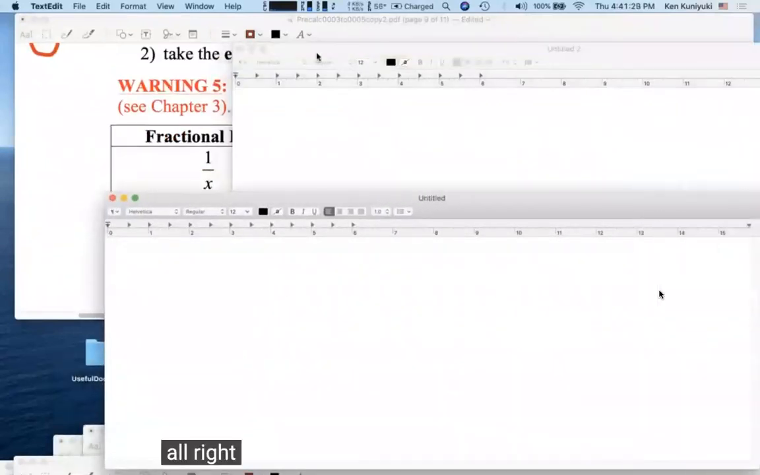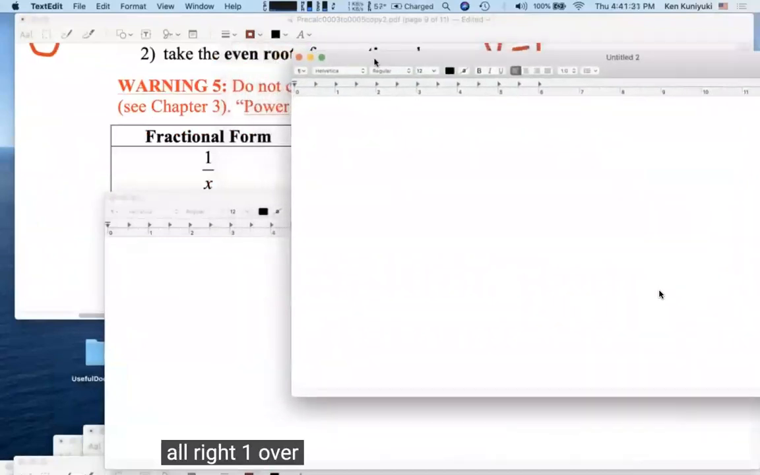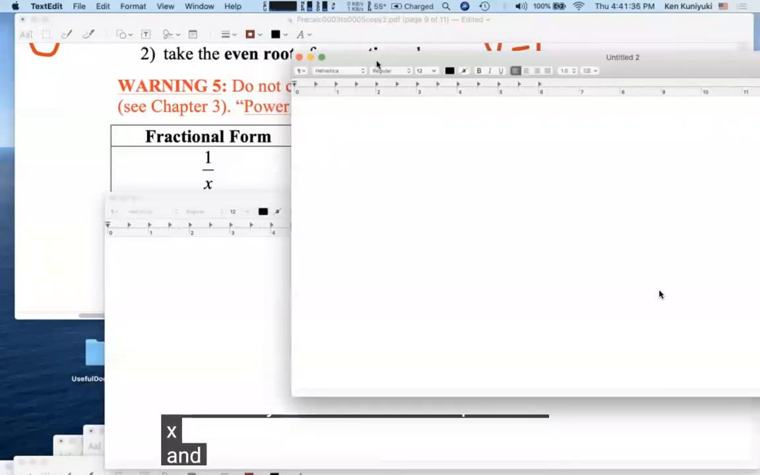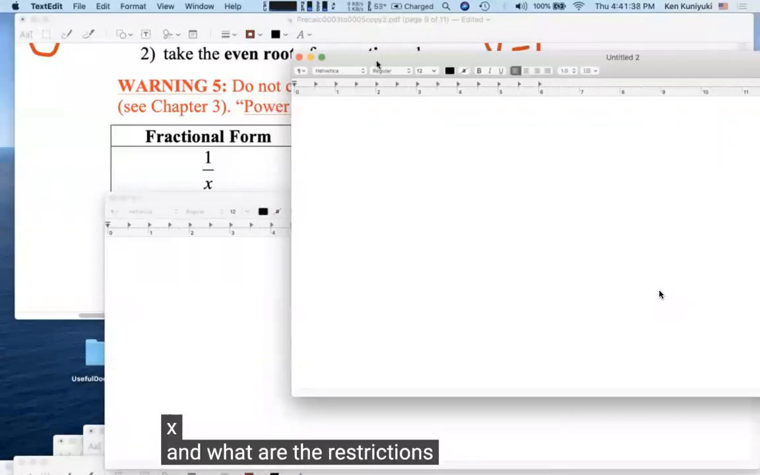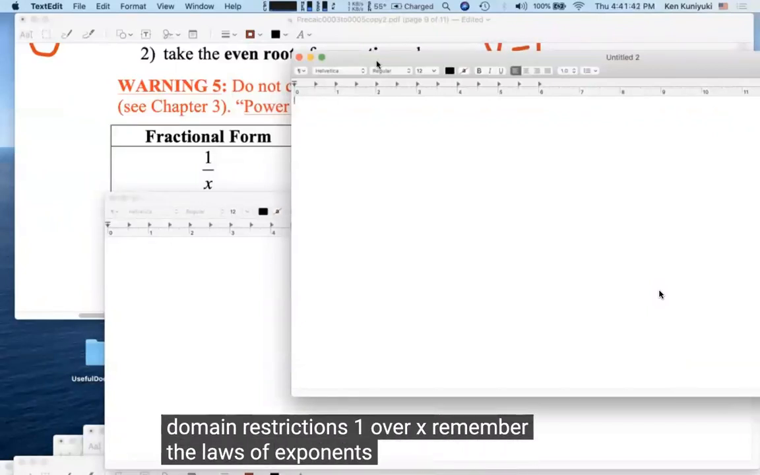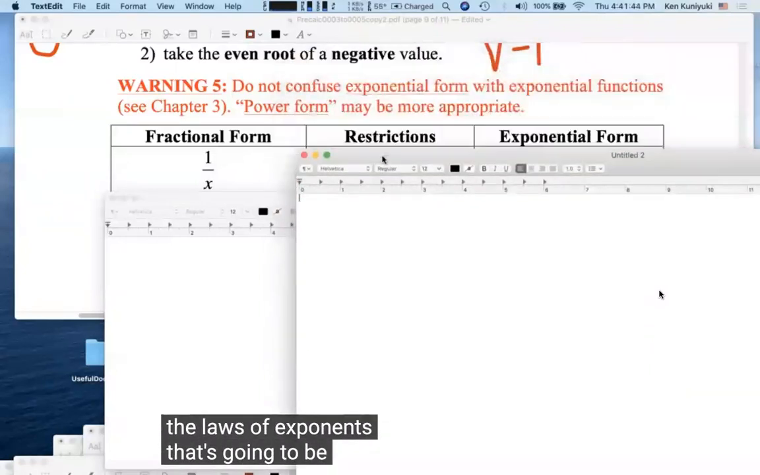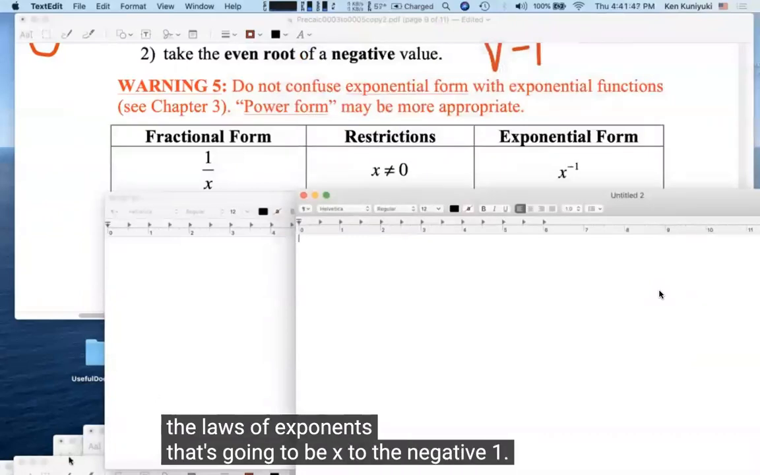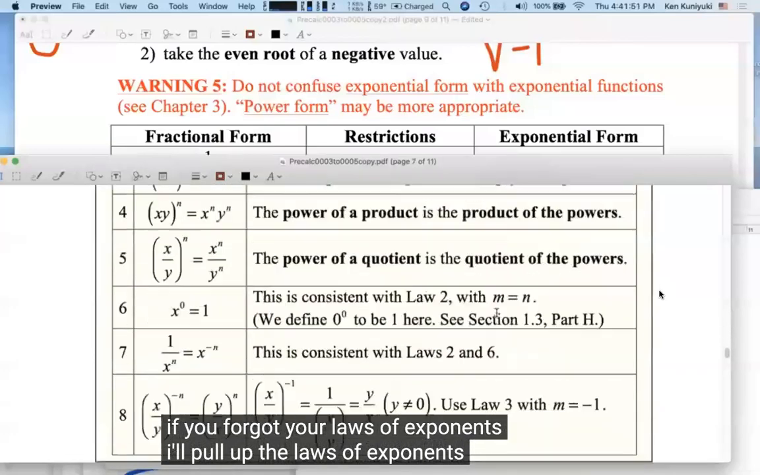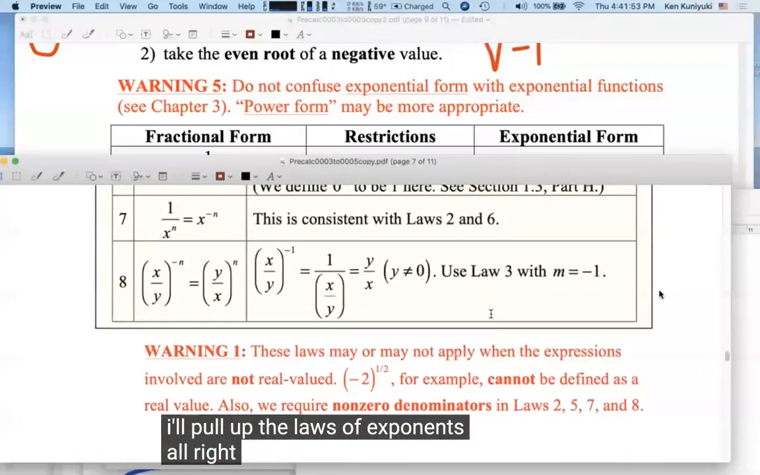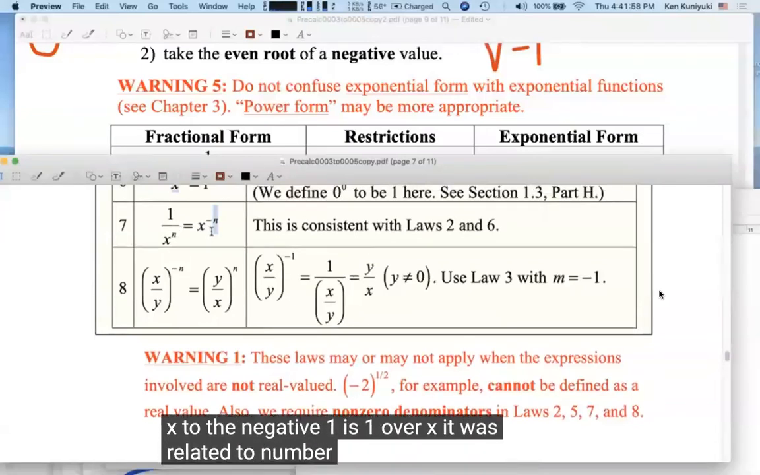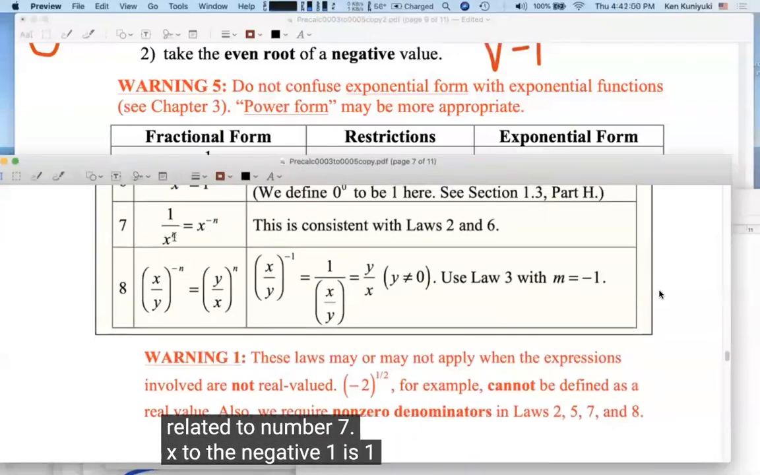All right. 1 over x. How can you rewrite that as a power of x? And what are the restrictions? Domain restrictions. 1 over x. Remember the laws of exponents? That's going to be x to the negative 1. If you forgot your laws of exponents, I'll pull up the laws of exponents. Over here, remember? x to the negative 1 is 1 over x. It was related to number 7. x to the negative 1 is 1 over x.